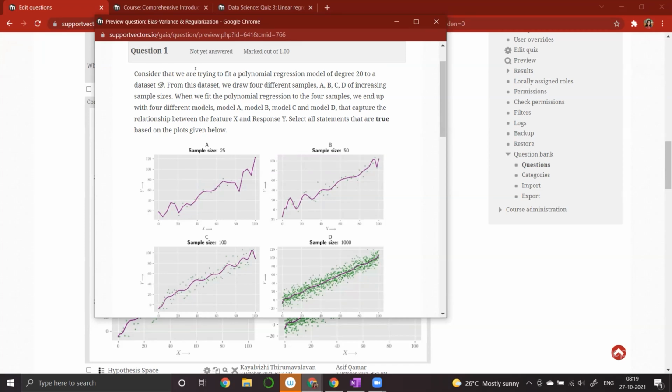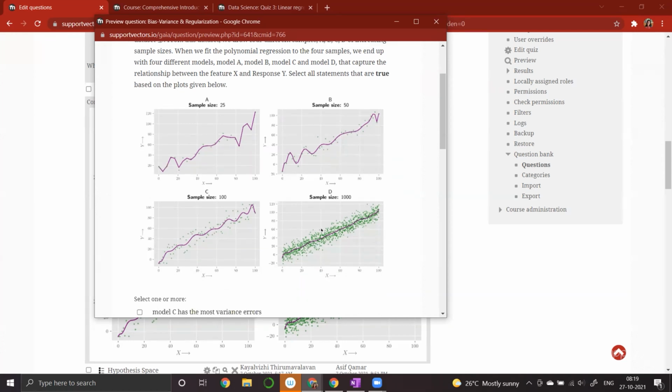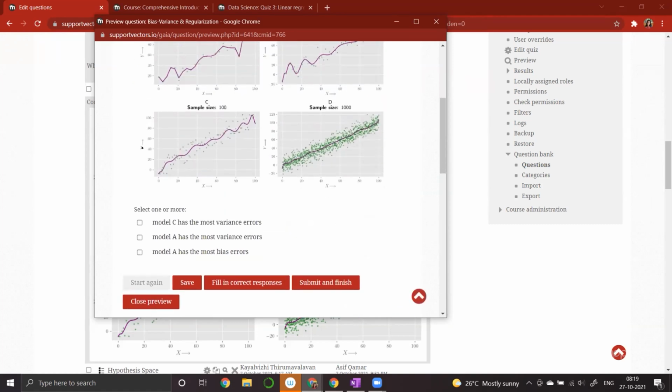So consider that we are trying to fit a polynomial regression model of degree 20 to a data set D. For this data set, we draw four different samples, A, B, C, D, of increasing sample sizes. When we fit the polynomial regression to the four samples, we end up with four different models, model A, model B, model C, and model D, that capture the relationship between the feature X and response Y. Select all the statements that are true based on the plots given below.